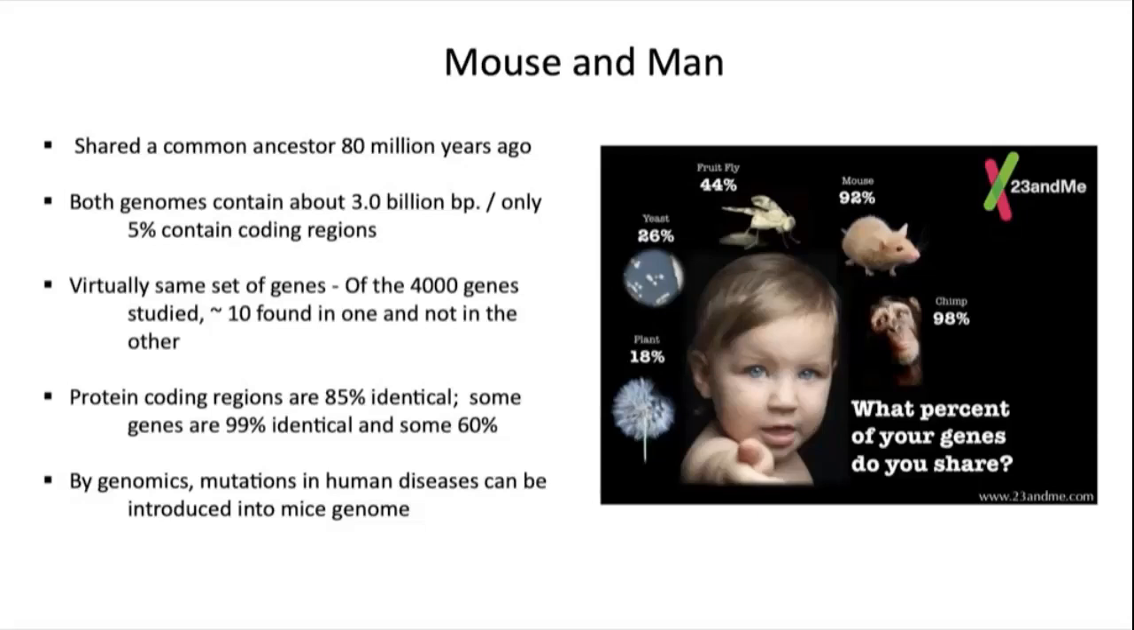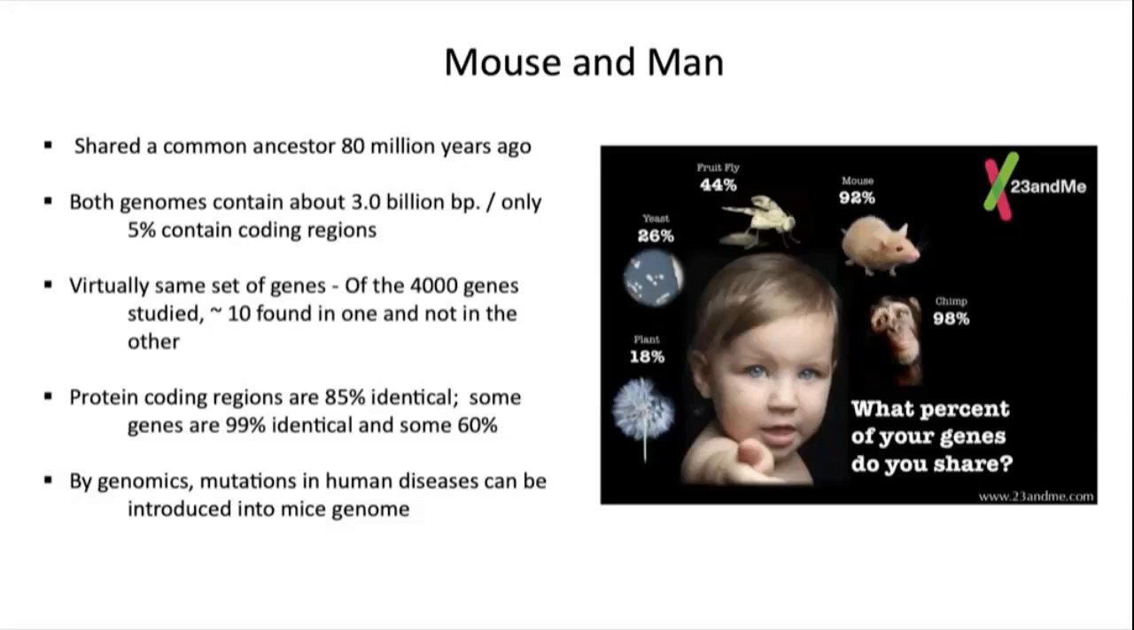Only around 10 genes were found to be slightly different in these 40 genes which were studied. The protein coding regions are also 85% identical in these two species. And some genes are about 90% identical, meaning there's a very good similarity between the two species.